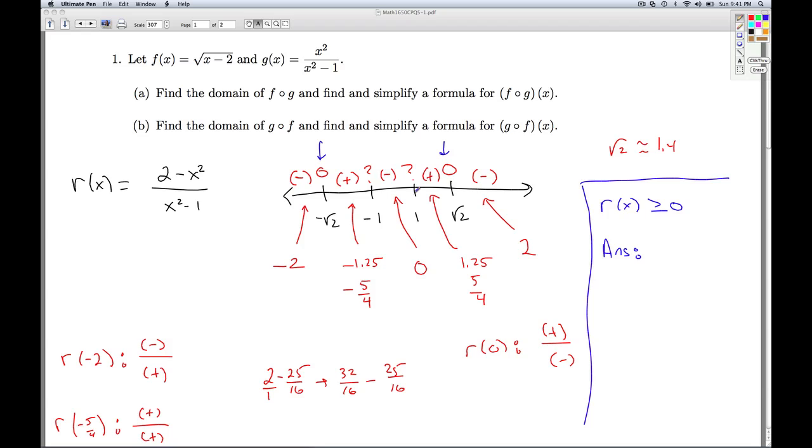And if you go back to the first step, we couldn't include negative 1 and 1 anyway, so there's no great loss. My final answer is including negative square root 2 up to negative 1, union 1 to square root 2, including square root 2. And so that'll do it for part A.